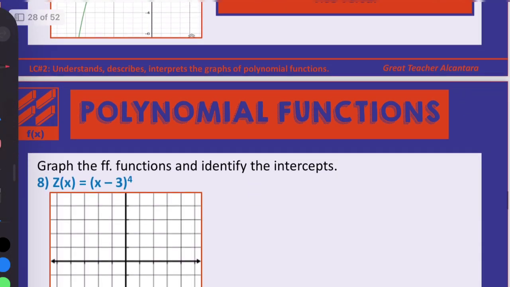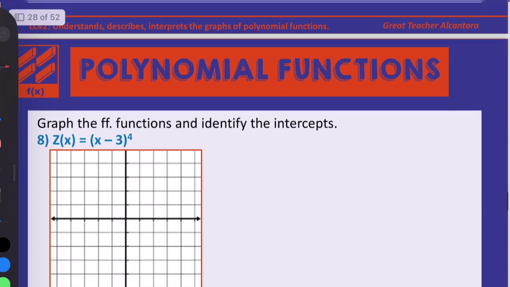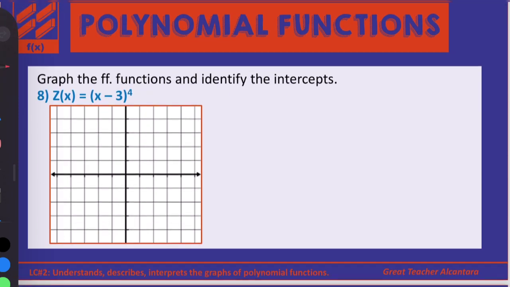So what if now we have a multiplicity of 4? What will that imply? Basically, it's the same concept since this is inside already of a grouping symbol. So this will give you x plus 3 multiplicity of 4. So that's how it works.